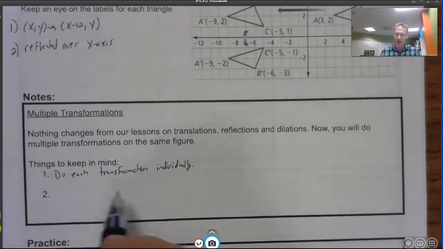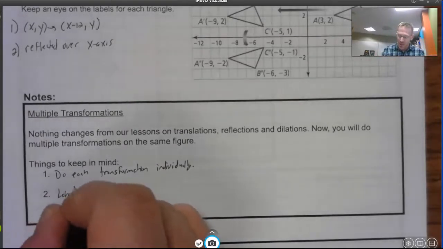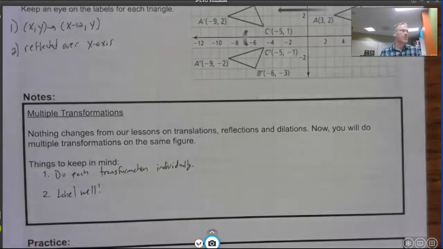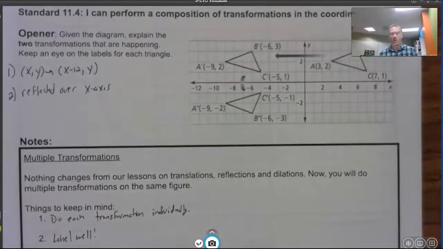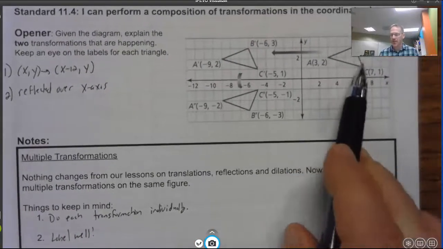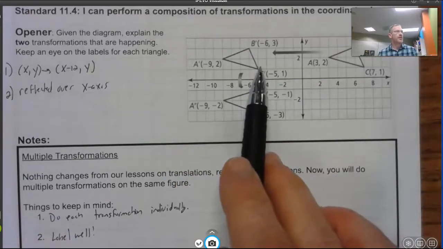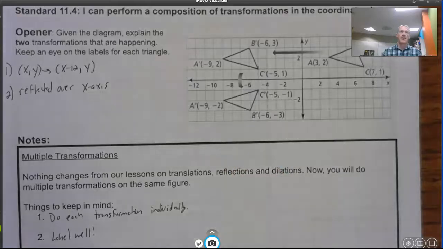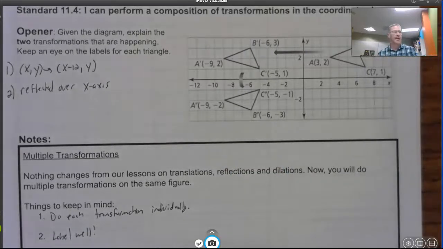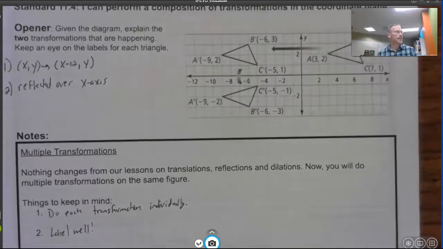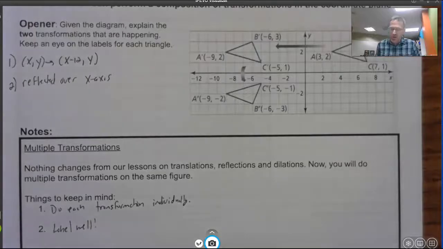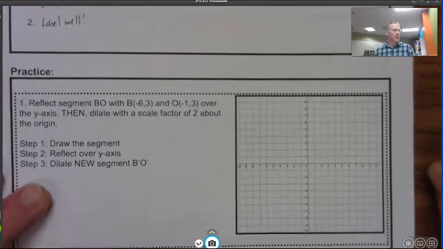And then the next thing is label well, all right? So you know exactly what you're doing. So if you go back up to the opener here, we had A, B, C, then we had A prime, B prime, C prime, all right? So make sure you label everything really well. That way you know, okay, is this the second step? Is this the beginning, right? You know exactly how everything fits together. Okay, so let's go ahead and just go through a couple of examples, so you can see how this works. So let's go down to number 1 here.